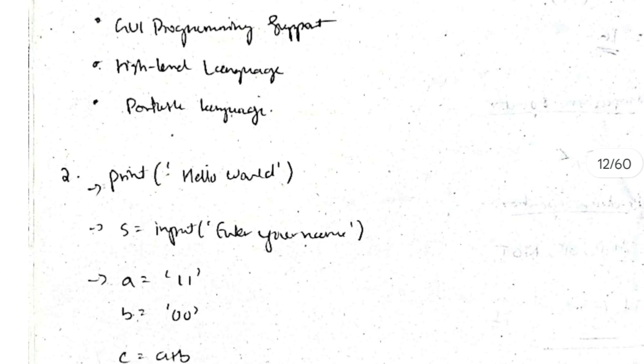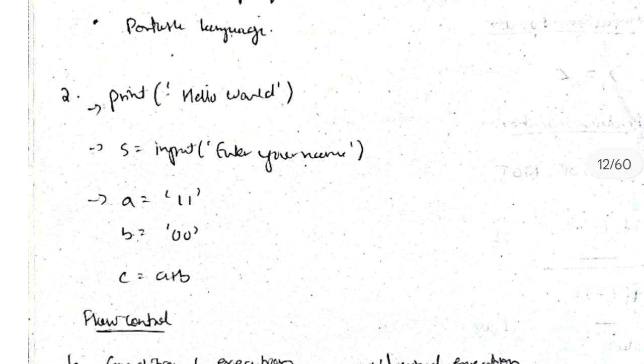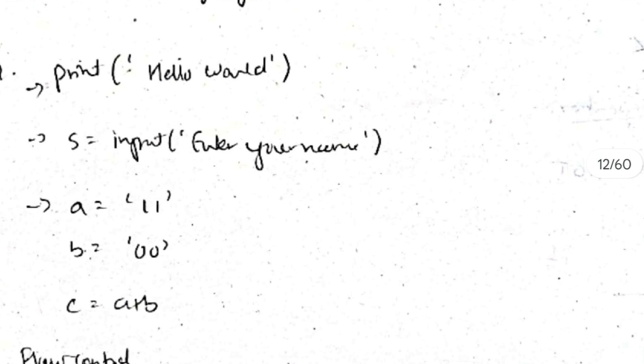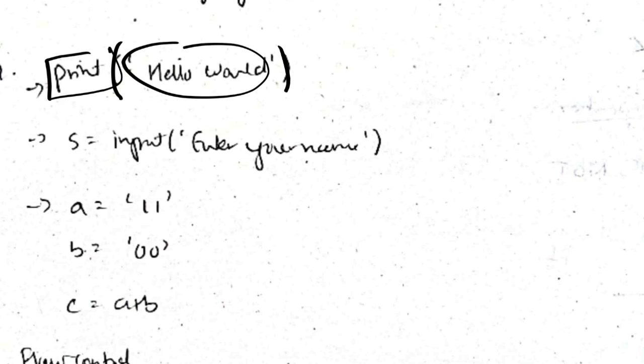The second one is demonstrate with an example print, input and string replication. Print is just you will be writing print, and whatever you want to print you will be writing inside the parentheses in quotes. So this will get printed.